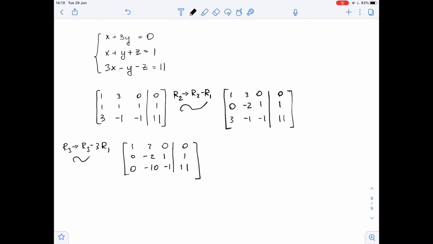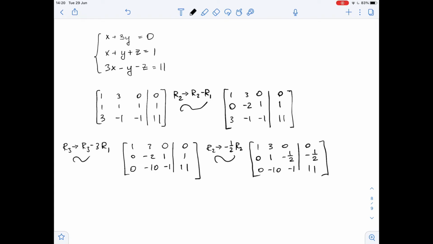Next step is to multiply row 2 by -1 over 2. So row 2 becomes -1 over 2 times row 2. So here we get 1, 3, 0, 0, 0, 1, -1 over 2, -1 over 2, 0, -10, -1, 11.